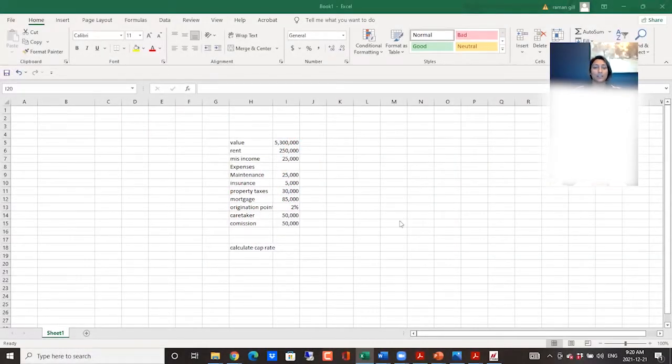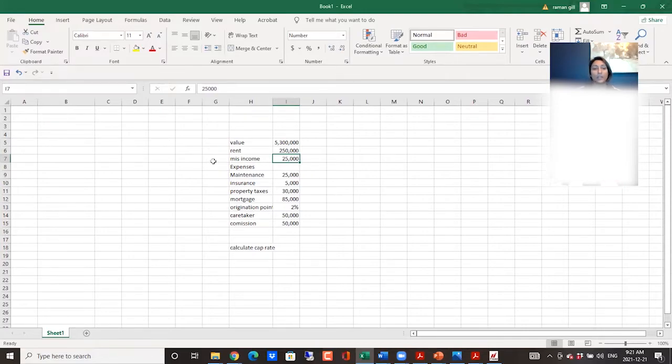All right, so let's take a look at how to calculate the cap rate. The question we have here is we have the value of the property, the sale price of the property is 5.3 million. And the rent being generated for the year is 250,000. And there's miscellaneous income of 25,000, which may be from other sources. Maybe they have laundry machines or they're renting out some signage or parking and whatnot.